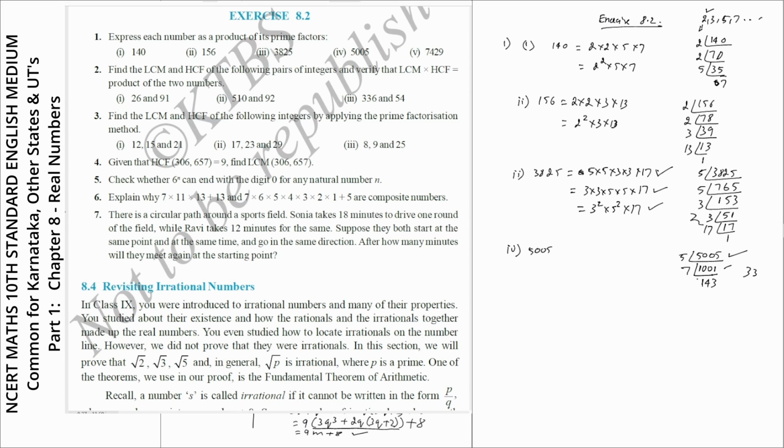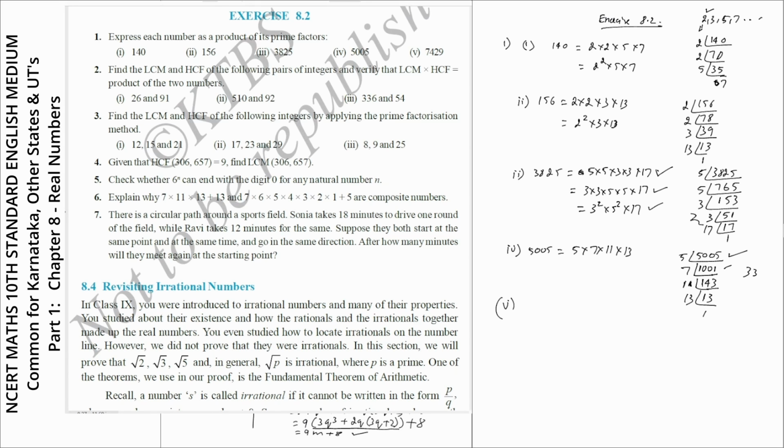Now 143. 143 is not divisible by 2, not divisible by 5, not divisible by 3 and not divisible by 7. But it's divisible by 11. 11 ones are 11, 3 is remaining, then 11 threes are 33. So 13 is a prime number. So 5005 I can write as 5 into 7 into 11 into 13. So next sub question.